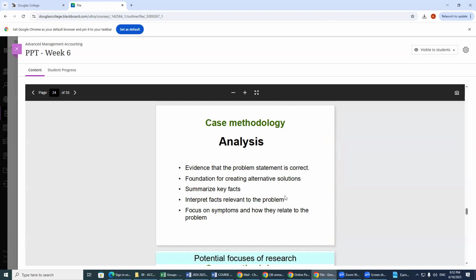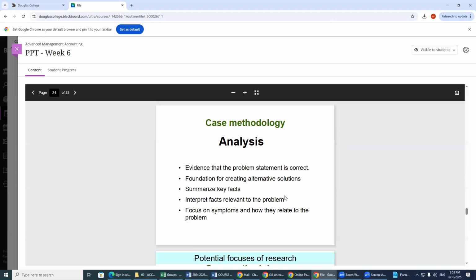Summarize the key facts, interpret the facts, and focus on the symptoms. So now on the analysis, I'm not going to ask you that case methodology is going to change to analysis. For us, the analysis will be the situational analysis. I want you to do situational analysis.